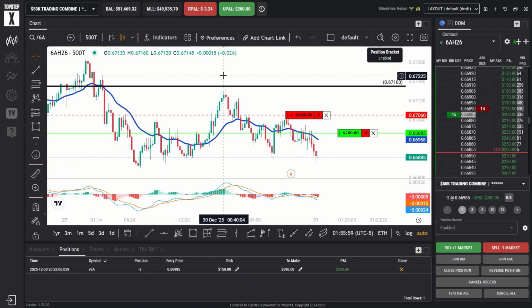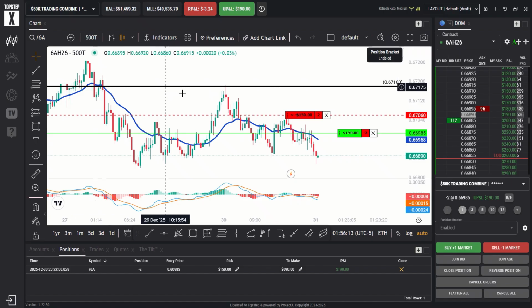Today's Wednesday, December 31st, and this could potentially be the last trade for the year. This is the chart for the Australian dollar futures, ticker symbol 6A. And as of the time of this recording, the spot price on the Australian dollar is spot 6689.